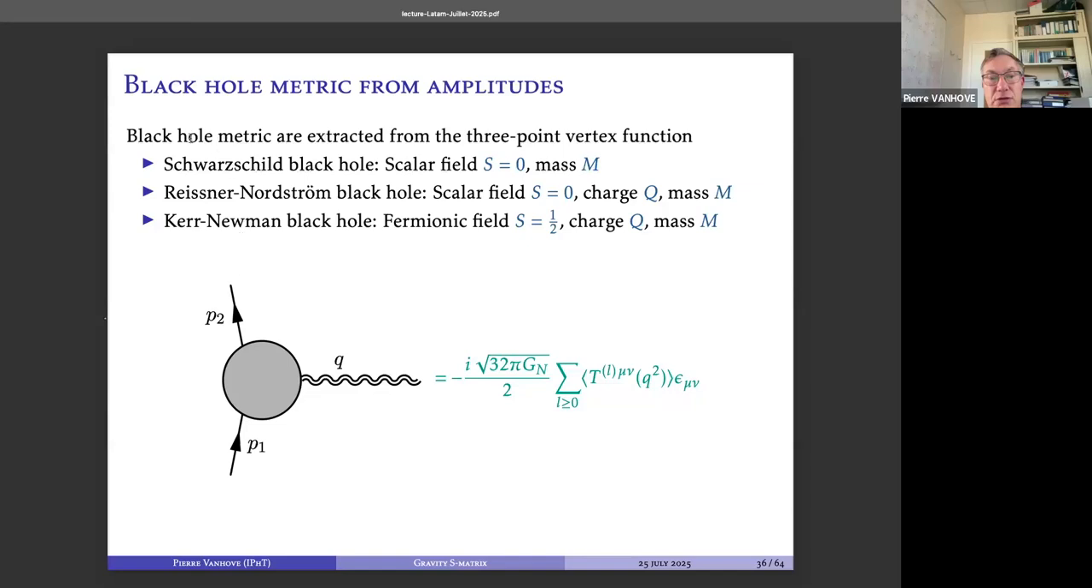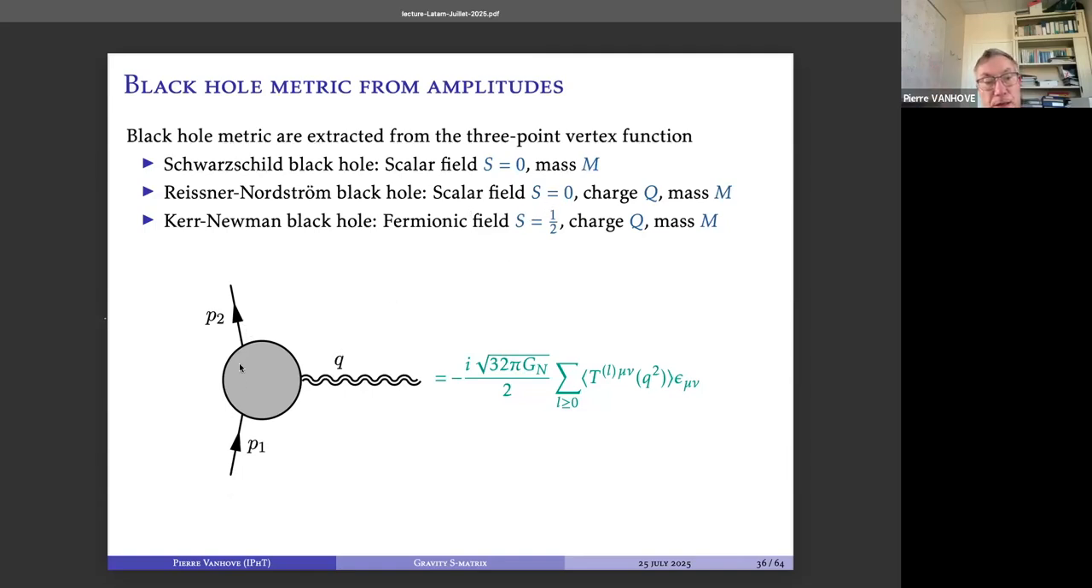So I already said it, but I'm repeating. If you want to describe a Schwarzschild black hole, you just need a massive scalar field. That was what was asked in the question, but it has no spin. If you want to compute a Reissner-Nordstrom black hole, you just need to put an electric charge. And if you want a Kerr-Newman black hole, you need both a spin and a charge. So it's not enough to work with just a scalar massive field, but you have to work with, for example, a fermionic field or some higher spin.